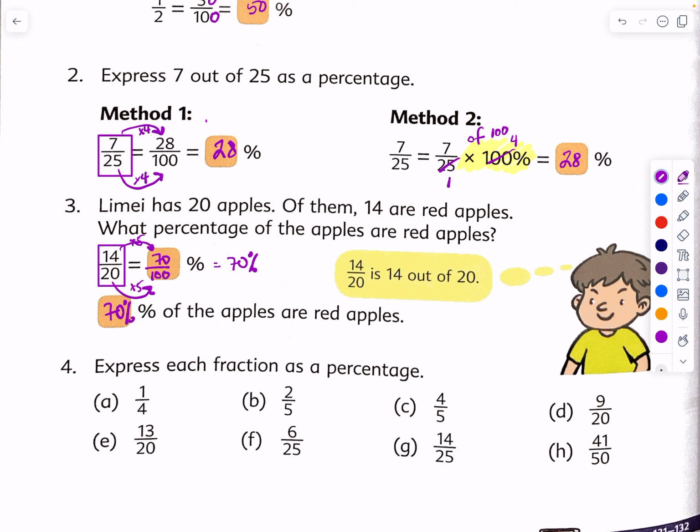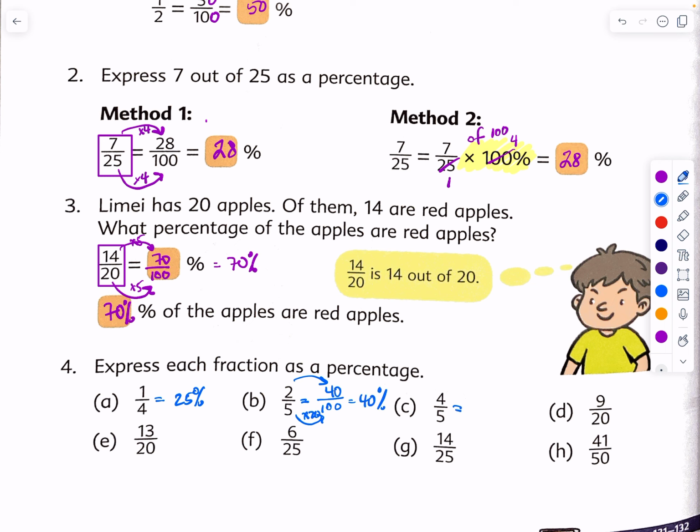So let's practice. Let's practice at the bottom. 1/4, I hope you remember, it's the same as 25%. Now, 2/5, let's convert it to hundreds. 5 times what gives us 100? 5 times 20. What we do to the bottom, we must do to the top. It's 40 out of 100 equals 40%.